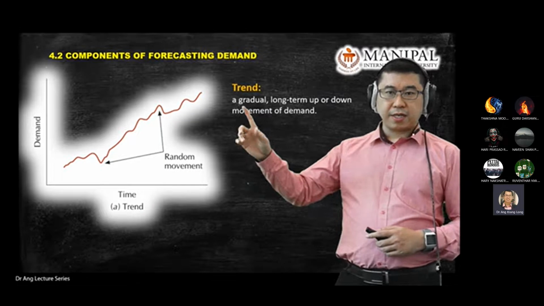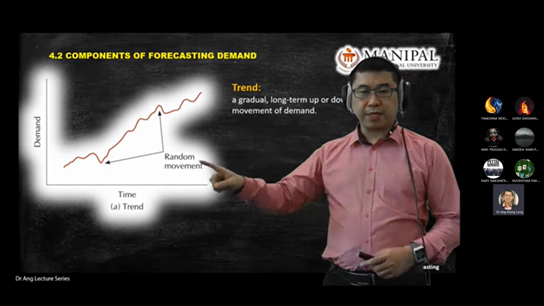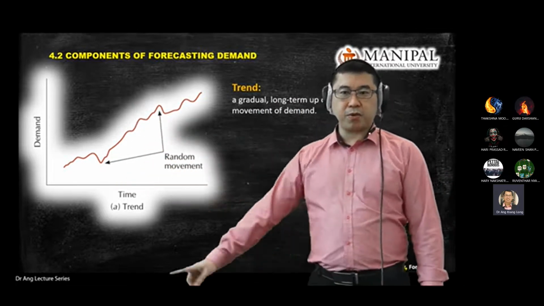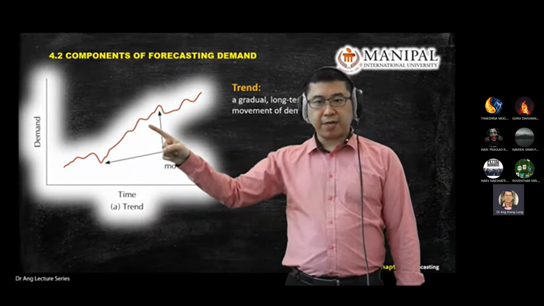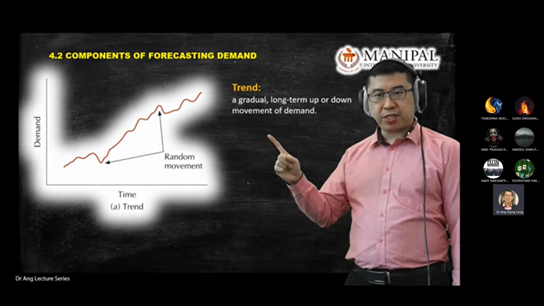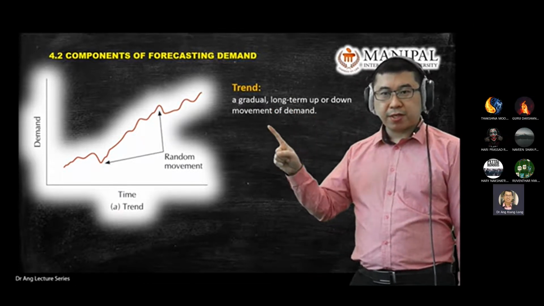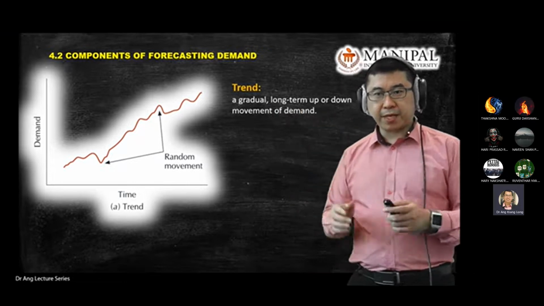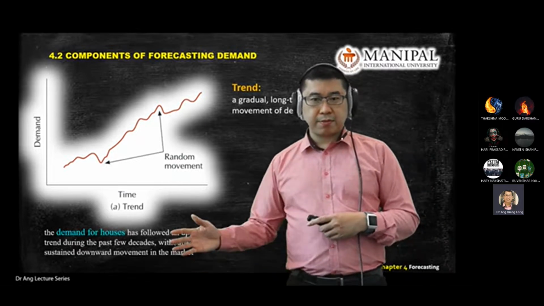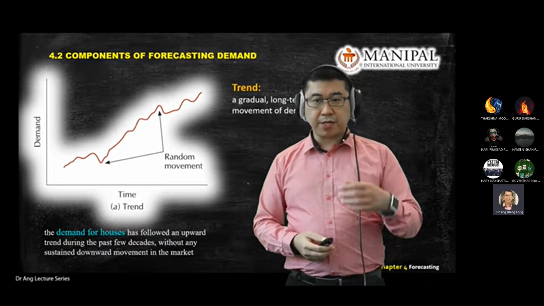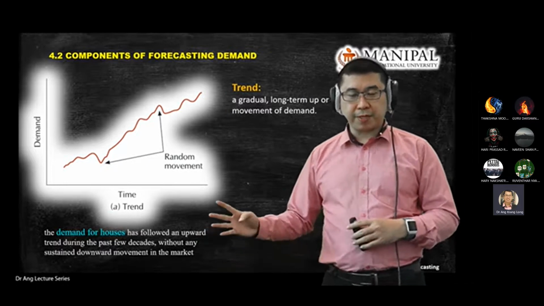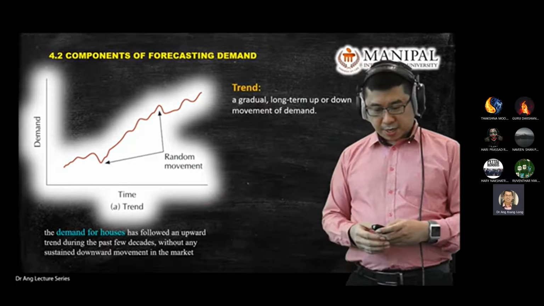Definition for trend: gradual, long-term, up or down movement of demand. Sometimes you can get down, sometimes you can get up. This is the going up movement. But sometimes you can have a trend that is going down. So first type, trend definition: gradual, long-term, up or down movement of demand. We are talking about demand patterns now. Example is houses. Demand for houses is always going up. This one is based on international observation throughout the globe.